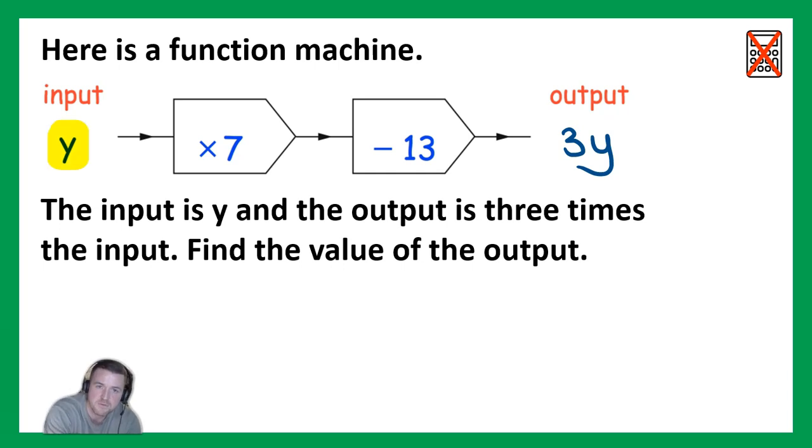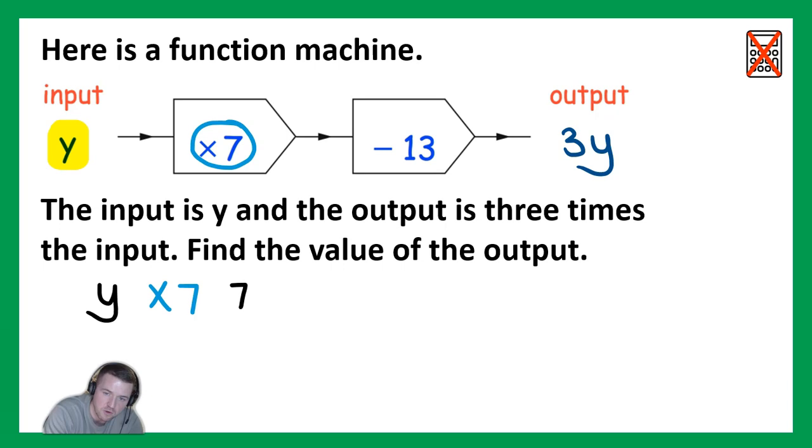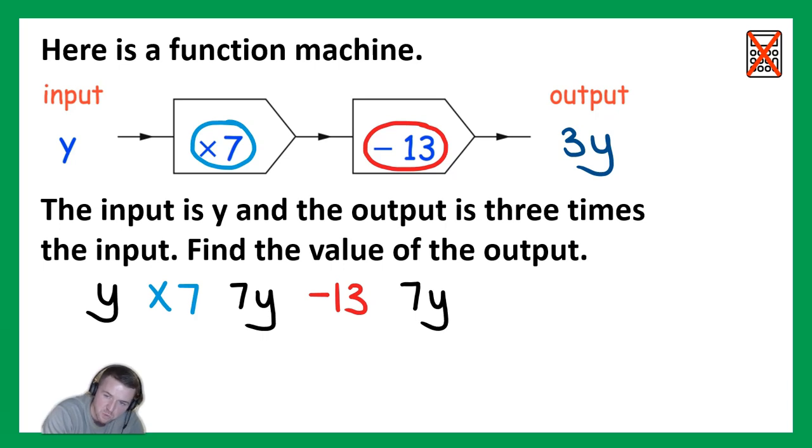I should be able to form an equation here, since I know that when y goes into the machine, if I apply my first rule to multiply by 7, I'll get 7y. And then applying my second rule of taking away 13, this will give me 7y minus 13. But I know what this is actually equal to. It's equal to 3y. So I can form an equation where 7y minus 13 is equal to 3y.